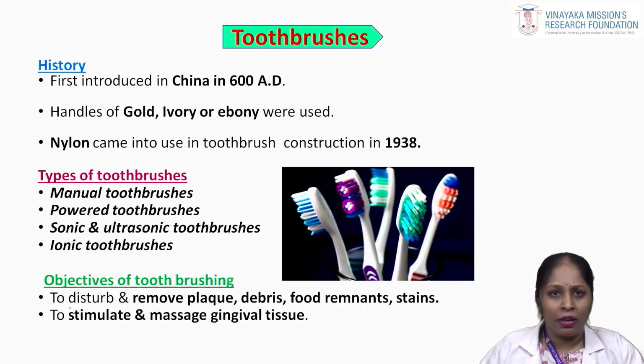Before going into the detail of toothbrushes, first we will see the history of toothbrushes. It was first introduced in China in 600 AD. Handles of gold, ivory or ebony were used. Nylon came into use in toothbrush construction in 1938. Various types of toothbrushes: manual toothbrushes, powered toothbrushes, sonic and ultrasonic toothbrushes and ionic toothbrushes. The main objectives of toothbrushing are to disturb and remove plaque, debris, food remnants and stains. It also stimulates and massages gingival tissue.